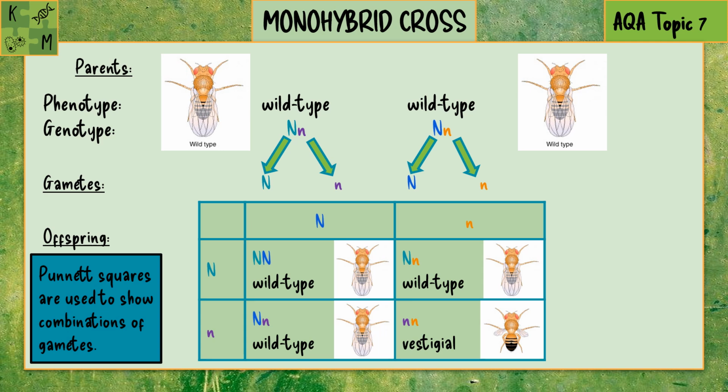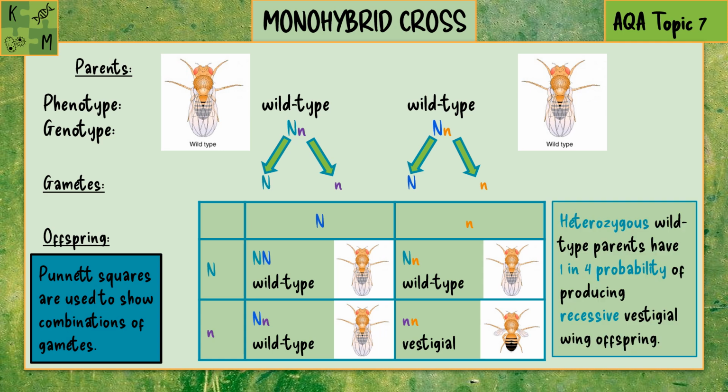And then we show the different combinations that could be combined at fertilization. So we could end up with big N, big N, which would give us wild type wings. Big N, little n, which would give us wild type wings. Another big N, little n, which gives wild type wings. And then we've got this 1 in 4 where we've got little n, little n, where the fly would have vestigial wings. So what we can see here is if we start with 2 heterozygous wild type parents, so they would both have the wild type wings, but they both carry the recessive allele, there's a 1 in 4 probability of producing offspring with the recessive trait, so with the vestigial wings.